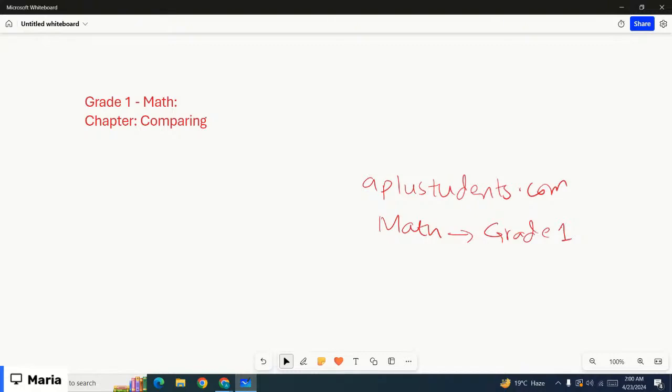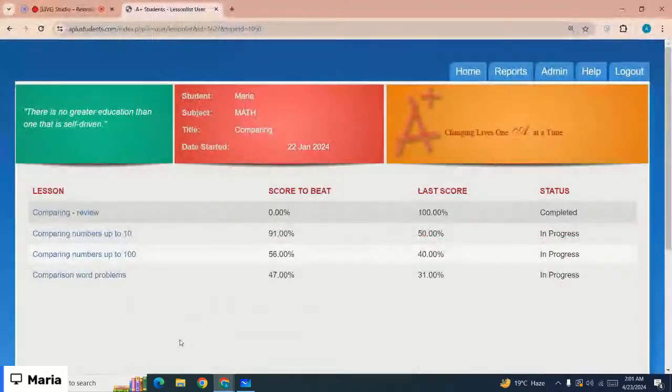There you can find a list of the chapters. We're going to start with the chapter comparing. So please make sure you have your notebook and pencil so that you can note down the important examples and definitions as well. So here I am on grade 1 math. The chapter we are on right now is comparing. Let's just start with the first lesson, that is comparing review.